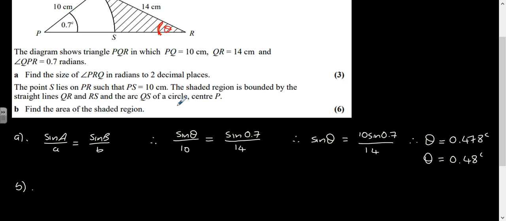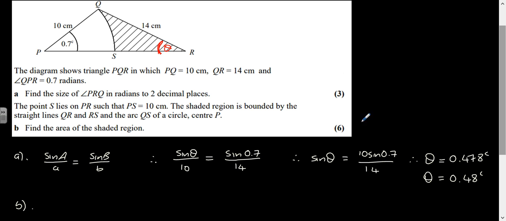The shaded region is bound by the straight lines QR and QS and the arc of QS. You can see the shaded region, okay? So using a little bit of compound area knowledge, how do you calculate that area? Well, if you knew the area of the whole triangle, and then you could subtract the area of just the sector, then you are absolutely laughing, okay? And that's what we're going to do.